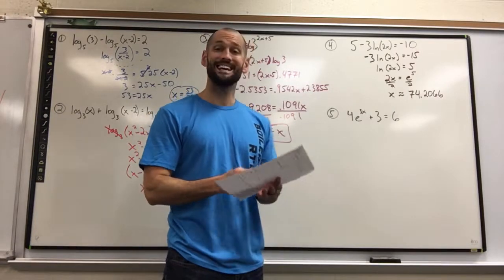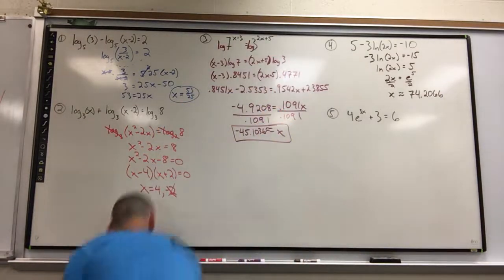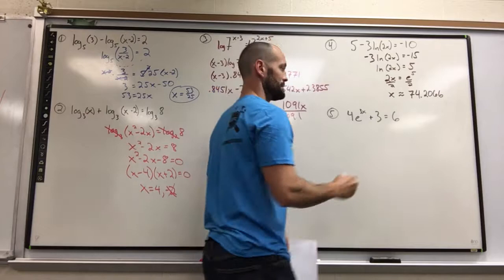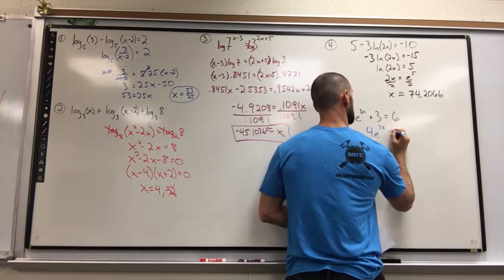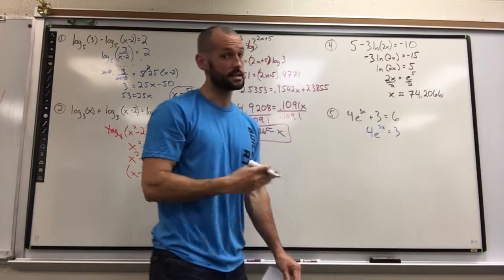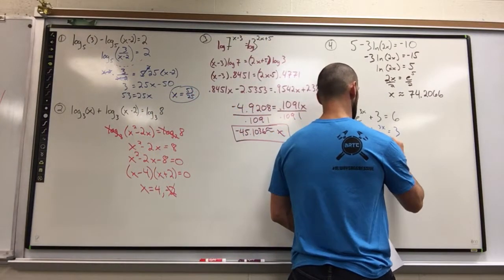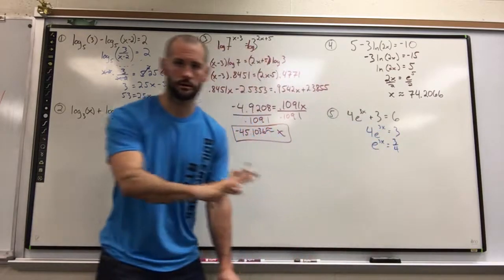Last one. E. Okay, get it isolated. Pick up the blue. Easy steps here. I'm going to subtract the 3. I'm left with 4e to the 3x equals 3. It's not isolated yet. Divide by 4. E to the 3x equals 3/4. Okay, all right, get ready.